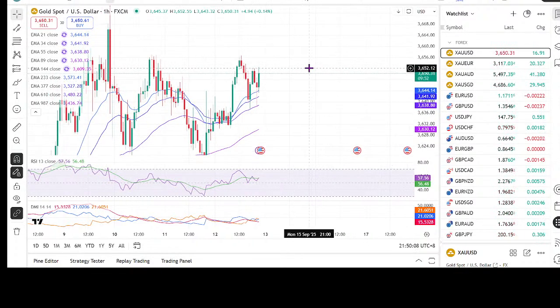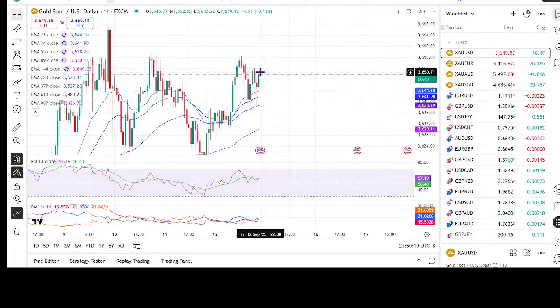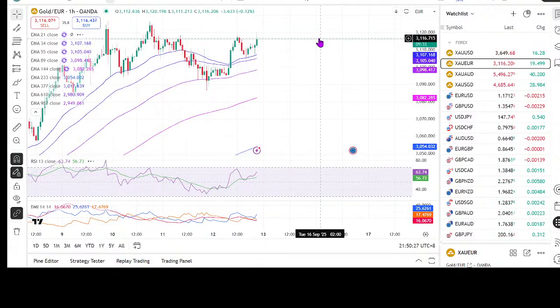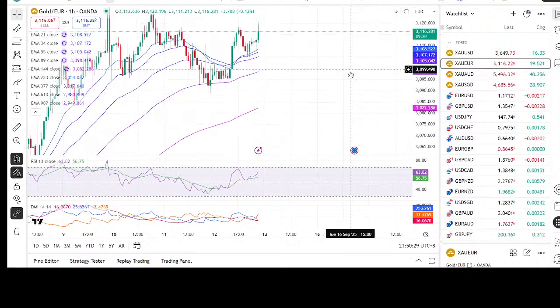So again here, this is trading above the open, but unlike gold Aussie, gold US looks a bit weaker because it is only trading above the open, but has now moved back into the range. Then gold euro is also similar to gold Aussie.